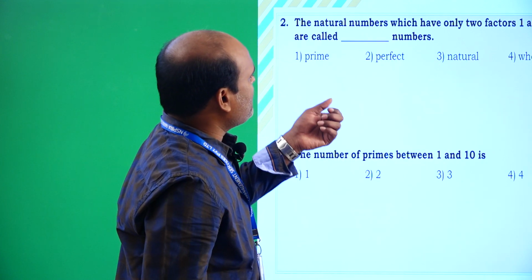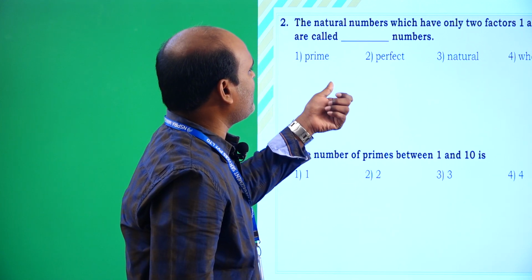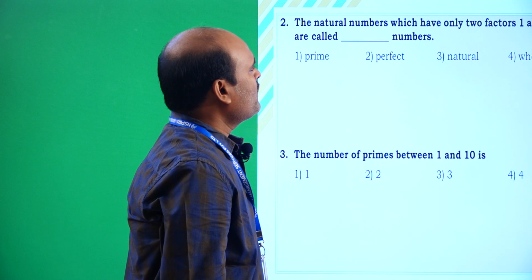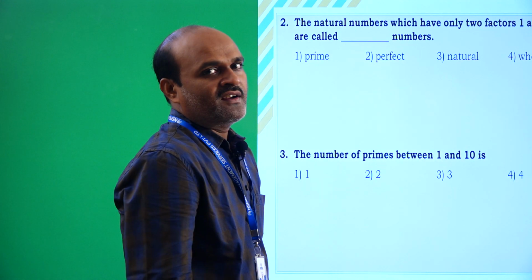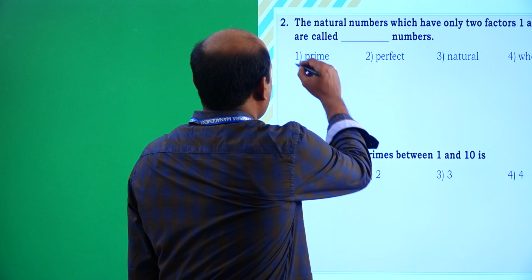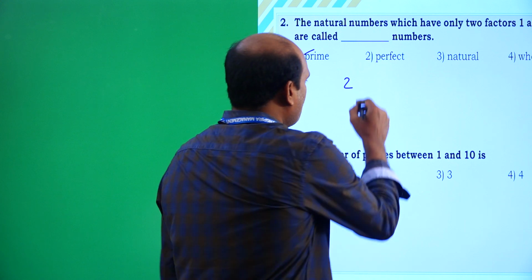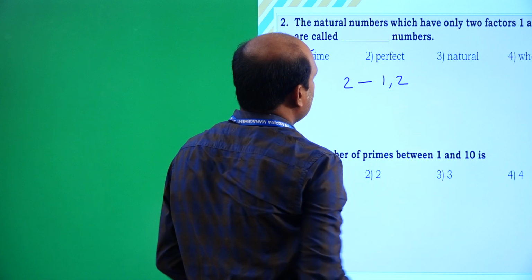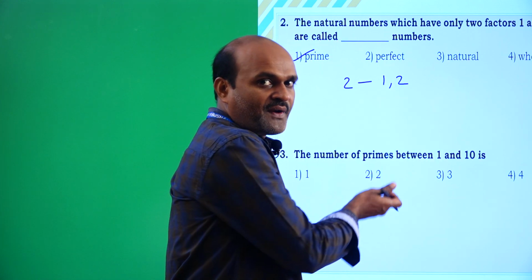The natural numbers which have only two factors, 1 and itself, are called dash numbers, are called prime numbers. Suppose you take 2, you know 2 is a prime number, right? Why do you call 2 a prime number? What are the factors of 2? 1, 2. That is 1 and the number itself.